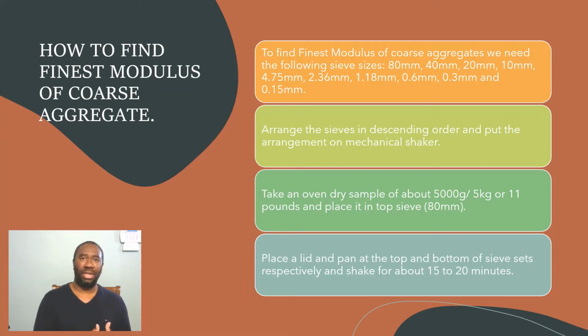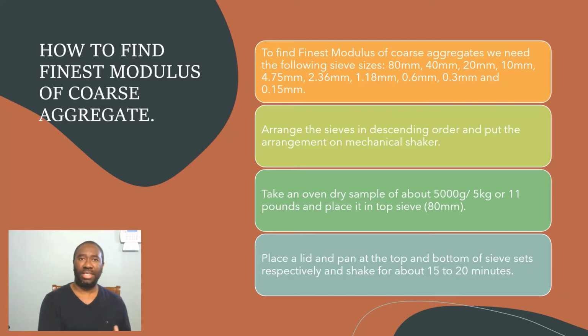Now, the second aspect of this procedure is that you have to arrange the sieve sizes in descending order and put the arrangement on the mechanical shaker. So you're going to put the bigger sieves at the top and the smaller sieves at the bottom, and place that arrangement on a mechanical shaker. Then take an oven dry sample of about 5,000 grams. I just use this figure as a reference point, but you can take whatever sample weight you want to carry out the procedure to calculate the fineness modulus.